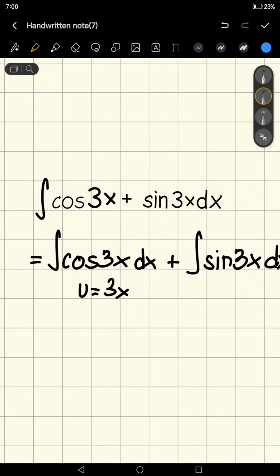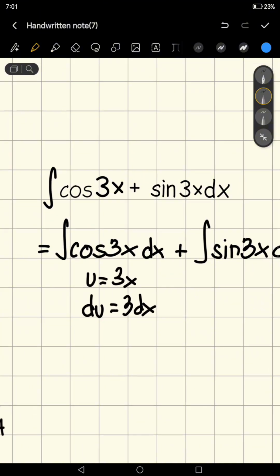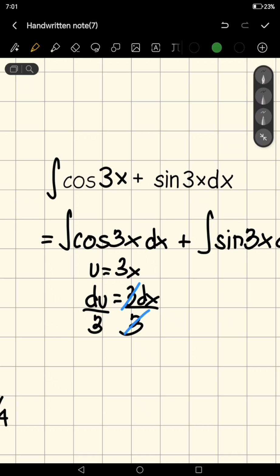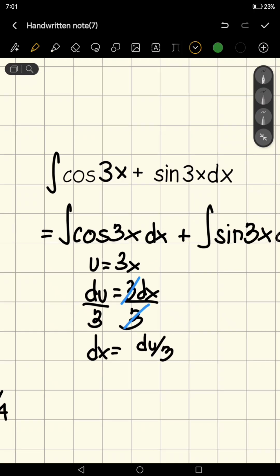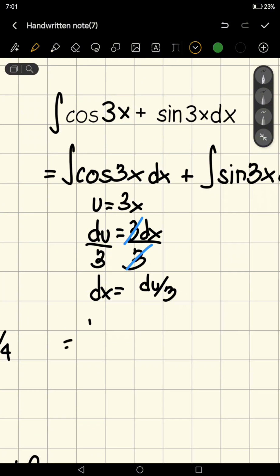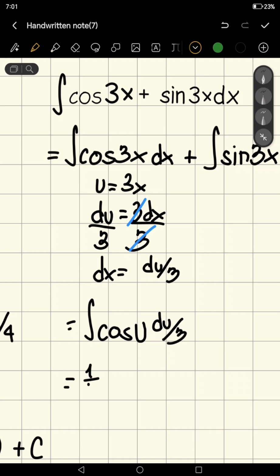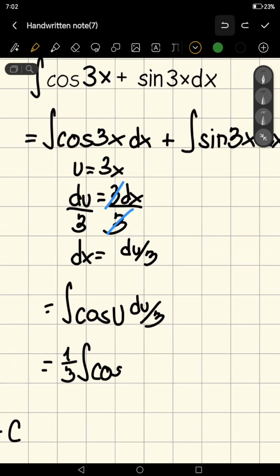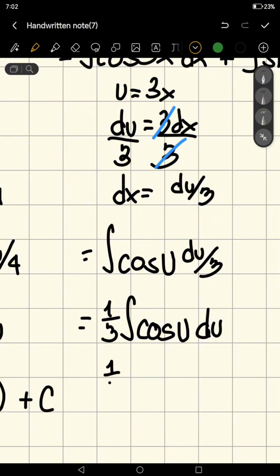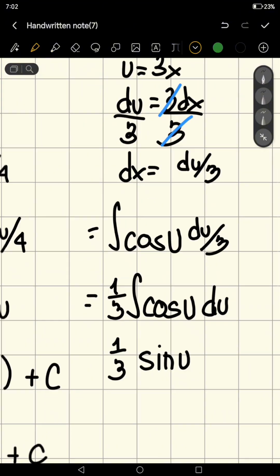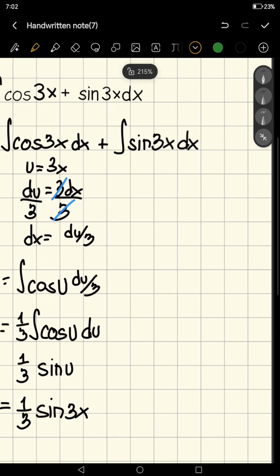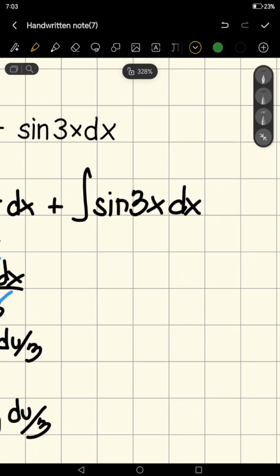So let u be equal to 3x. It will become du equals 3 dx. Since there is no 3 before dx, then let's divide both sides by 3. So this will become dx is equal to du over 3. Next, this will become the integral of cosine u times du over 3. Constant rule, factor out the constant 1/3, so it will become 1/3 times the integral of cosine u times du. Next, integrate the cosine so it will become 1/3 times sine u. Then, ibalik lang natin yung value ng u kanina. So this will become 1/3 of sine 3x. Then set aside lang muna natin siya and let's start solving the integral of sine 3x dx.